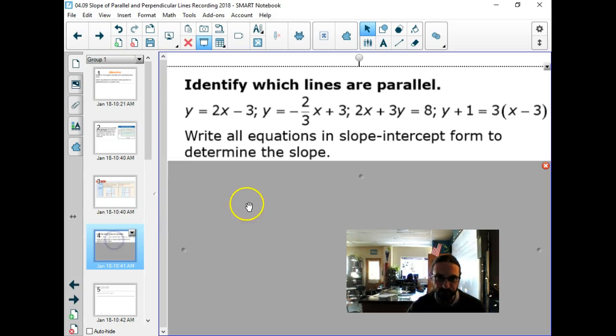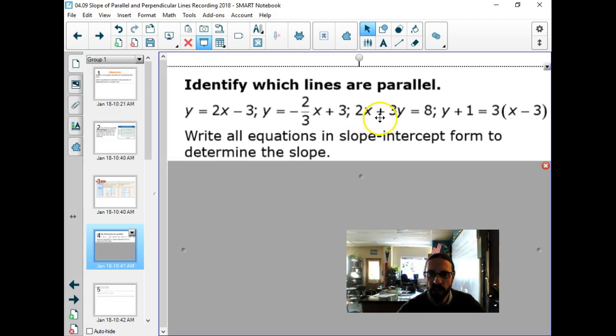Well, what does this mean? When it says identify which lines are parallel, the first thing you want to do is directly identify the slope from each line, and one of the easiest ways to do that is to put it in slope-intercept form. So I've got 4 different lines, 4 equations here. y equals 2x minus 3, well that's already in slope-intercept form. The slope is 2. I've got y equals negative 2/3 x plus 3. That's also in slope-intercept form, but its slope is negative 2/3.